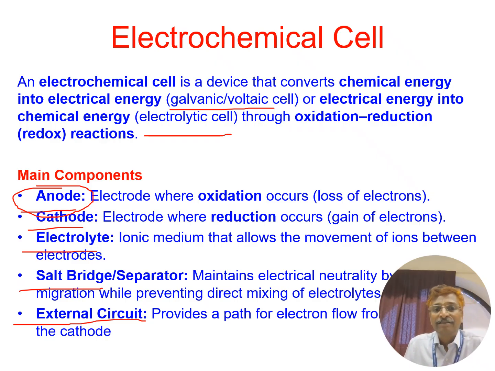Salt bridge. The salt bridge maintains electrical neutrality, that is, migration of ions from the cathode solution to the anode solution. The salt bridge is also termed a separator. And then the external circuit provides a path for electron flow from anode to cathode. This is the way the electrons flow from one place to another, so that electricity is produced.